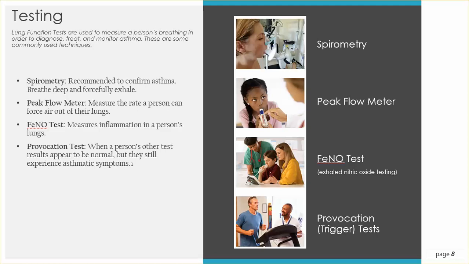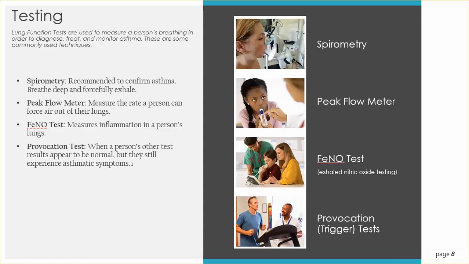Lung function tests measure your breathing to help your provider diagnose and monitor your asthma. These tests are often done before and after inhaling a bronchodilator. Spirometry is the recommended test to confirm asthma. During this test, a patient breathes into a mouthpiece that's connected to a device called the spirometer, or even a laptop or PC. It measures the amount of air a patient is able to breathe in and out and its rate of flow. Here they take a deep breath in and exhale forcefully. Here you can see a picture of a fancy spirometer right there.